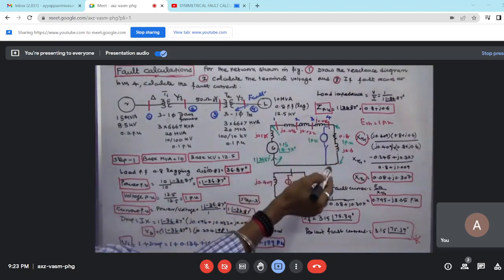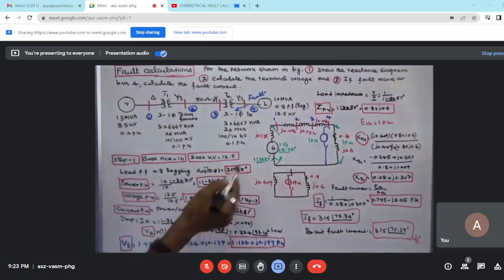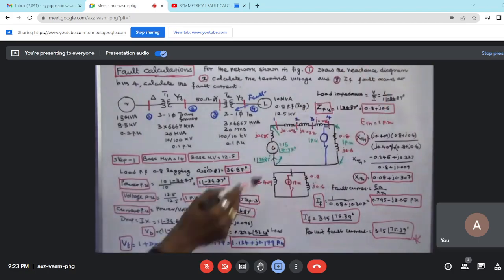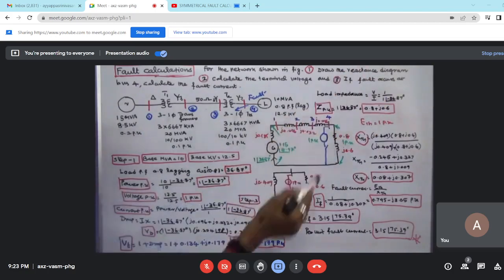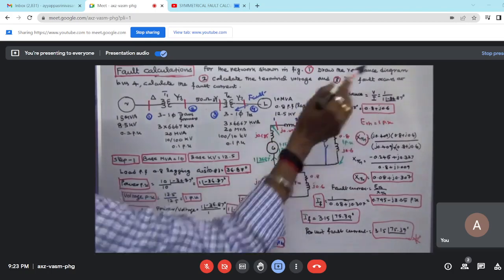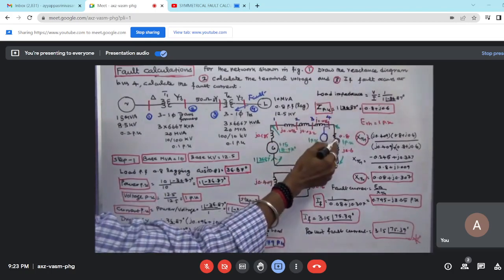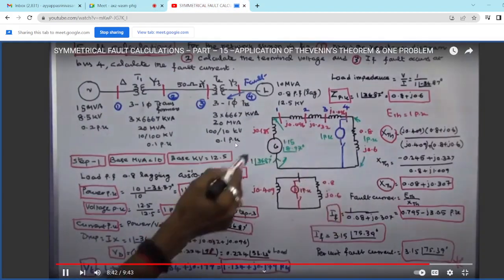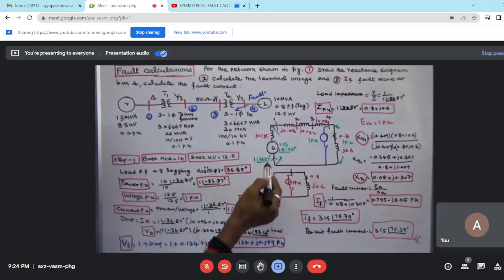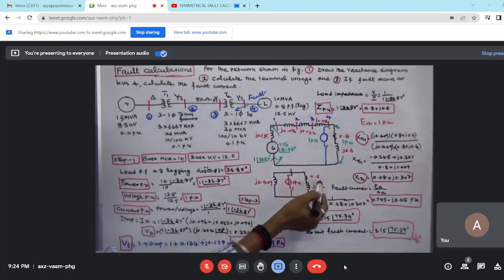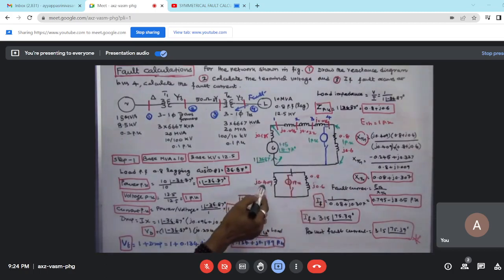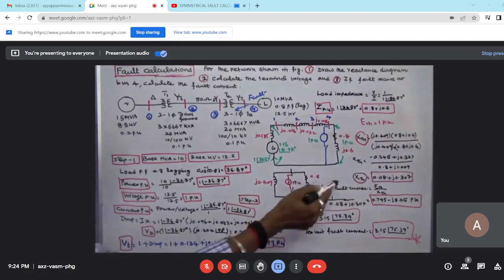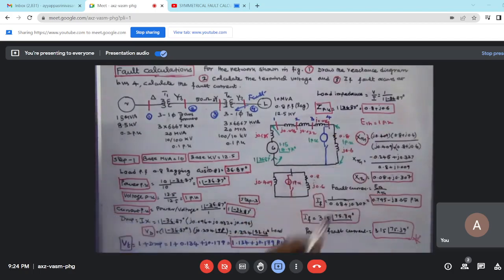Here the load impedance is equal to V by I. V is equal to 1, I is equal to 1 angle minus 36.87 degrees. Z per unit is equal to 1 angle 36.87 degrees, that is equal to 0.8 plus j0.6. So this is 0.8 plus j0.6. Again these two are connected in parallel. X Thevenin's is equal to j0.409 into (0.8 plus j0.6) divided by (j0.409 plus 0.8 plus j0.6). So X Thevenin's is equal to 0.08 plus j0.307.